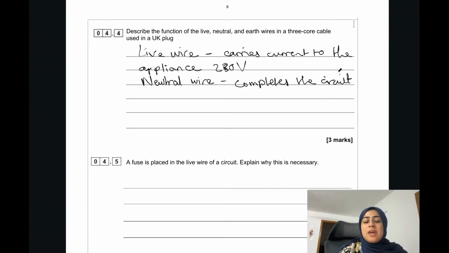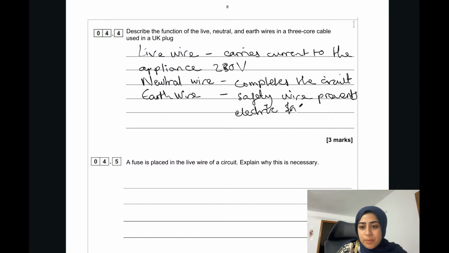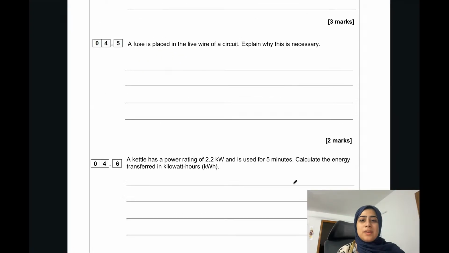And lastly, the earth wire, which is the one that's green and yellow. The earth wire, it's the safety wire, and it prevents electric shocks. So that's 3 marks, and you should get them. Safety wire that prevents electric shocks. Sorry for my writing, it's very messy, but I'm writing with a graphics pad, so that's why.